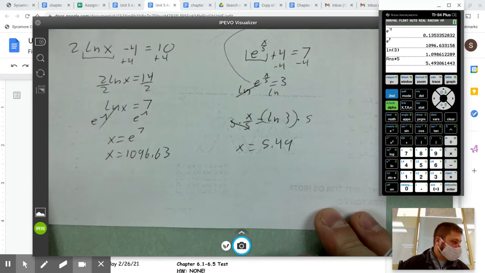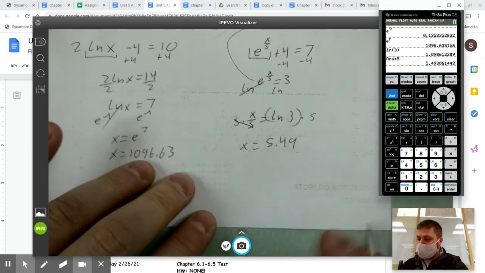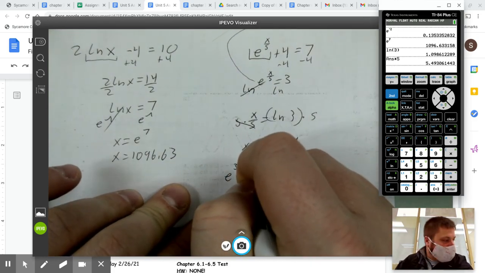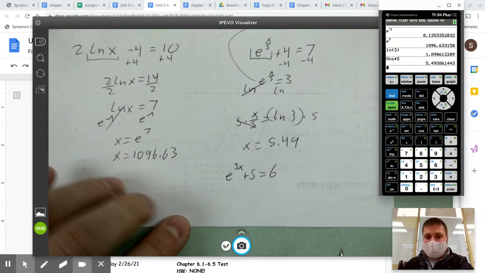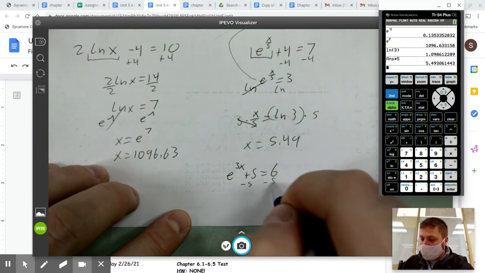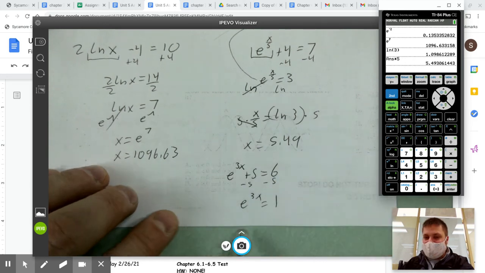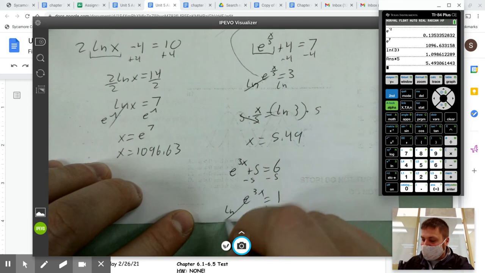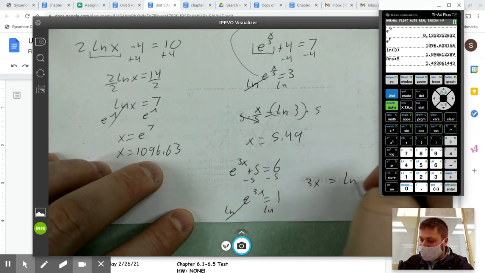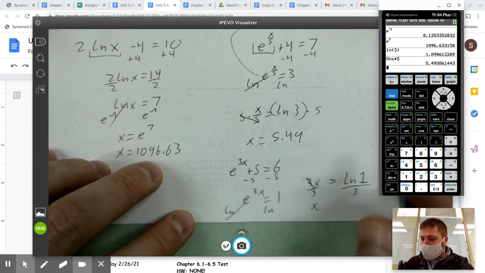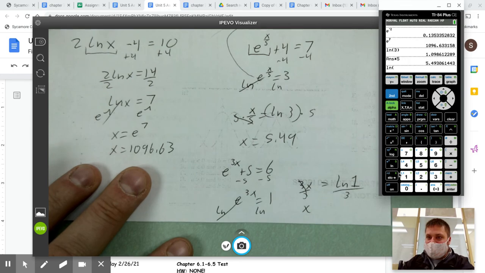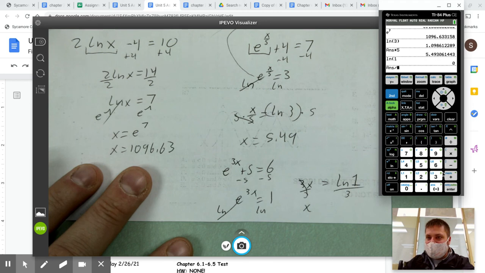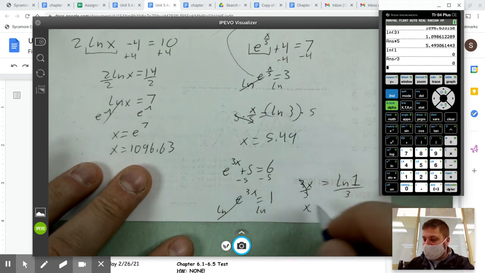Okay, maybe last problem here. If I had one like e to the 3x plus 5 equals 6, and I wanted to solve, I would just get that e by itself. So I have e to the 3x equals 1. To cancel out my e, I ln both sides. So I have that 3x equals the ln of 1, and then I would divide by 3. Again, I don't do the ln of 1/3. I get the ln of 1, and then I divide that by 3. And in this case, I still get 0.